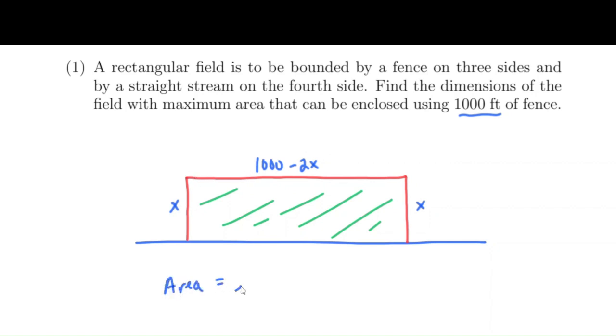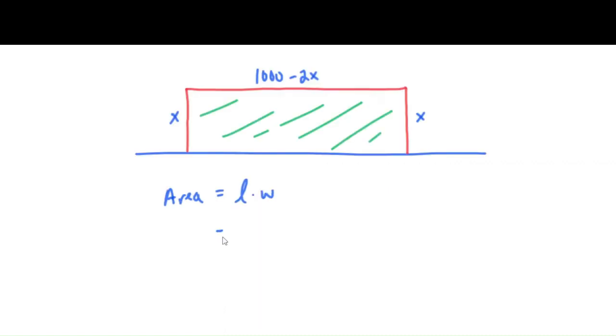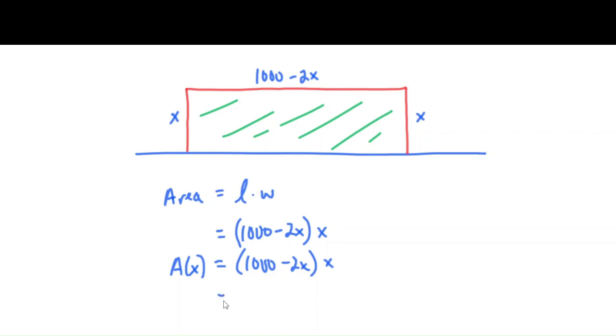Now, what is the area? Well, the area of a rectangle is length times width, but our length is 1,000 minus 2x, and our width is x. So this is our area. In fact, we could call it A of x. A of x is 1,000 minus 2x times x. Now, we can actually distribute the x here and write this as 1,000x minus 2x squared.